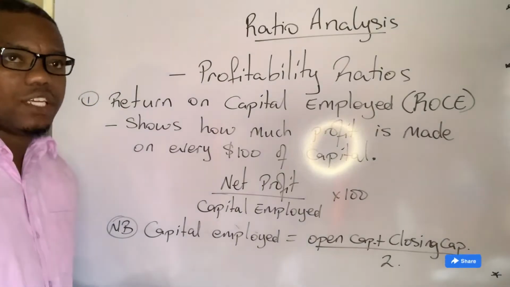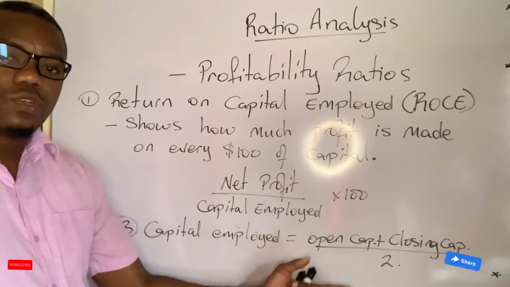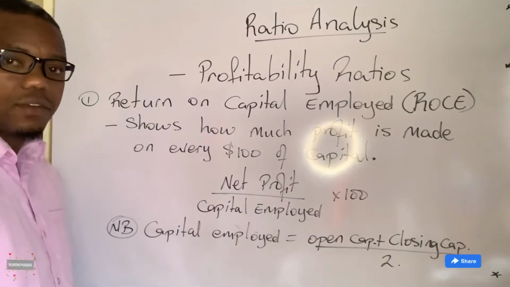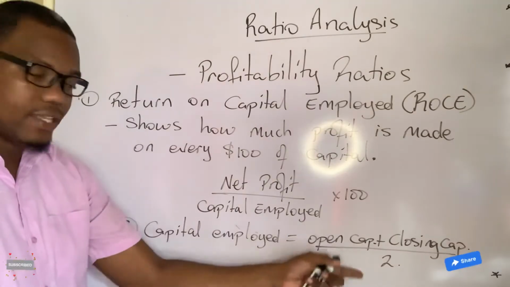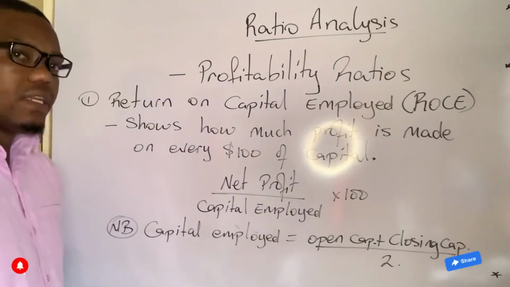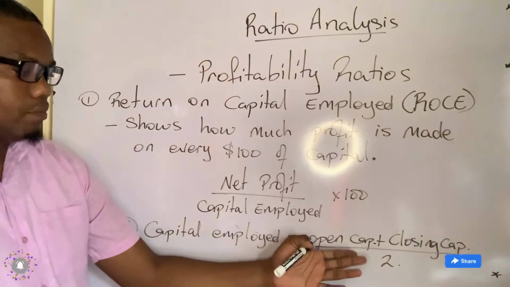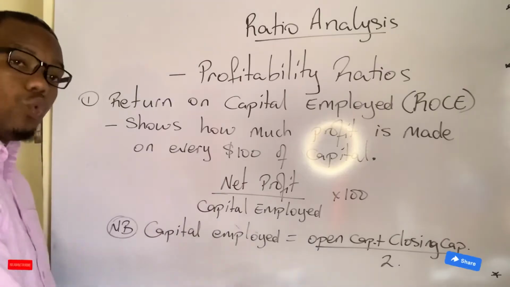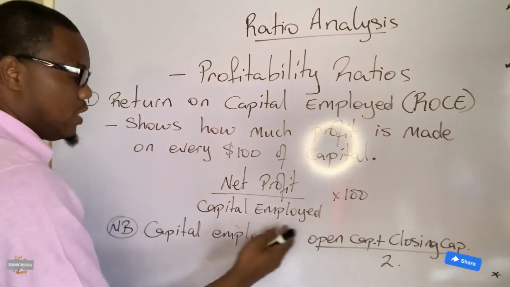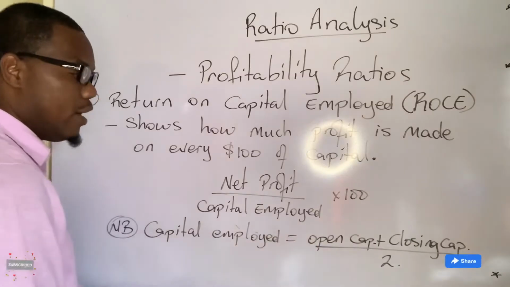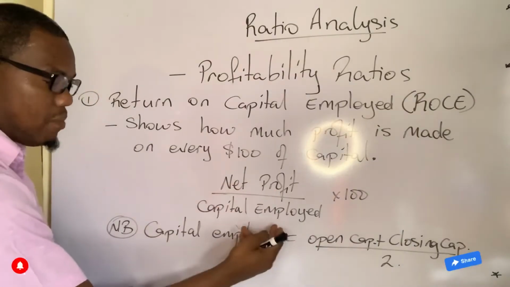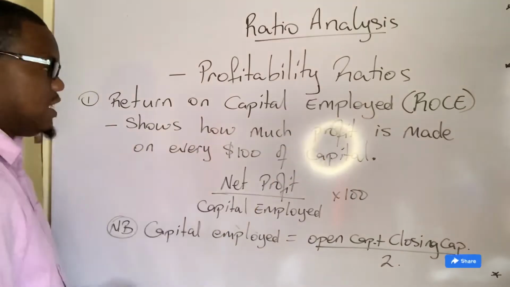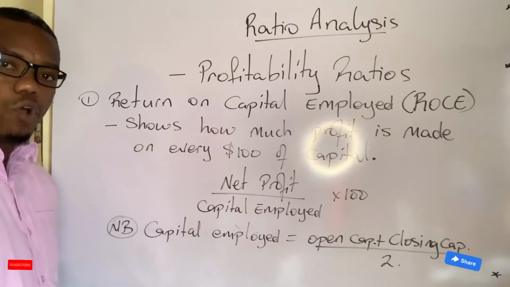In an exam situation, if you are not given the opening or closing capital, or if you're just given one capital figure, then you just use that one capital figure. You don't have to divide anything by 2. In most cases, they don't ask you to calculate capital employed, but just in case you are given the opening capital and the closing capital, then you know that you need to calculate the capital employed. But in most cases, it is just net profit divided by capital multiplied by 100, and you would get the ROCE ratio, or the returns on capital employed ratio.